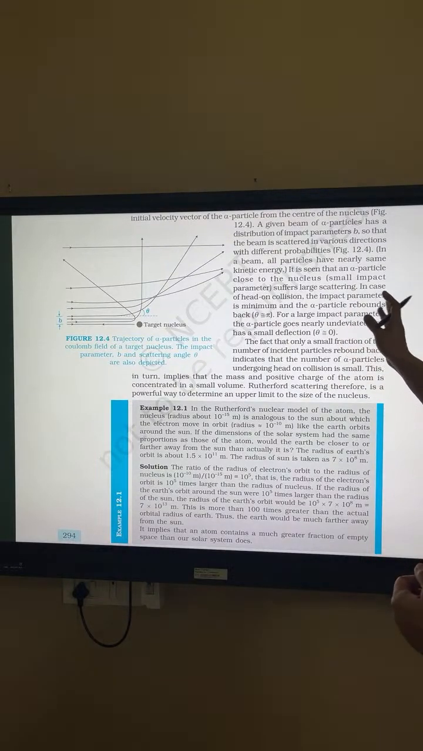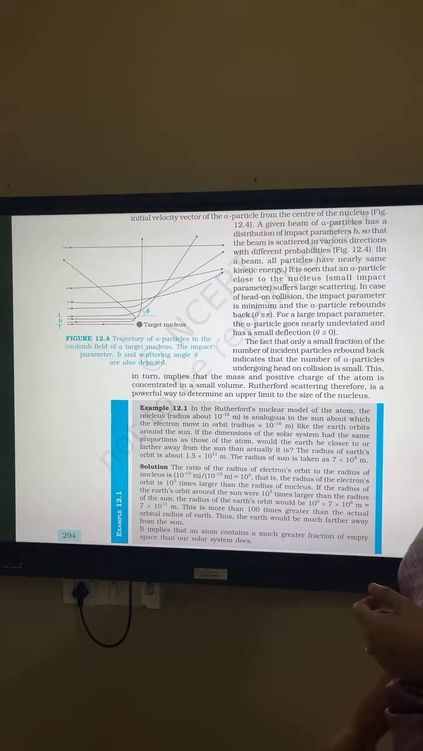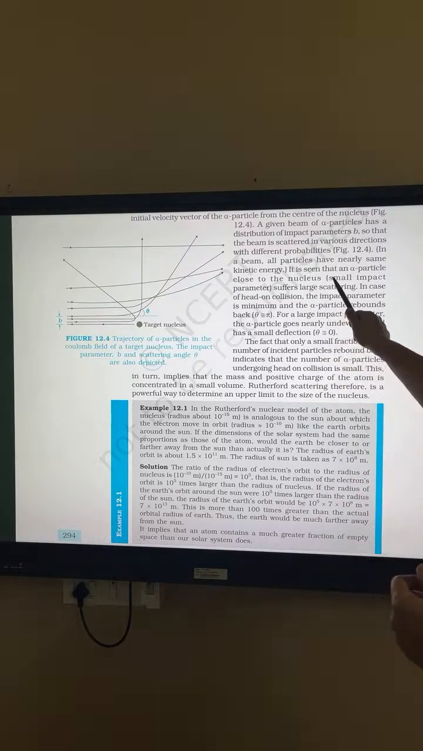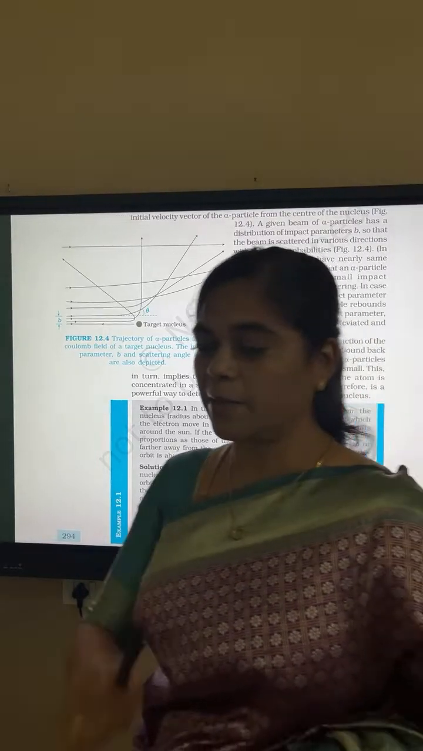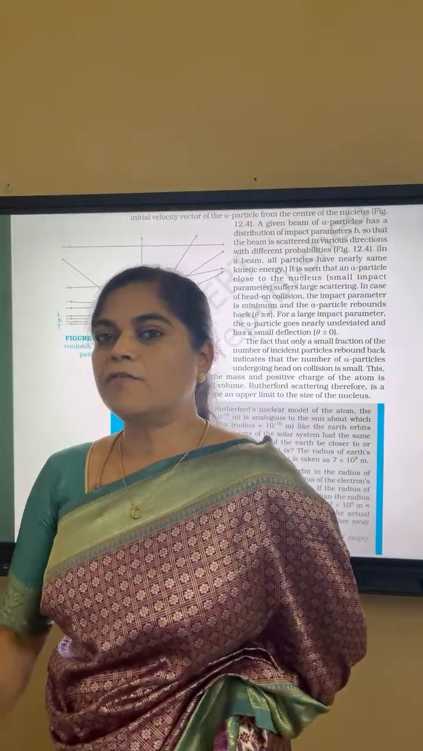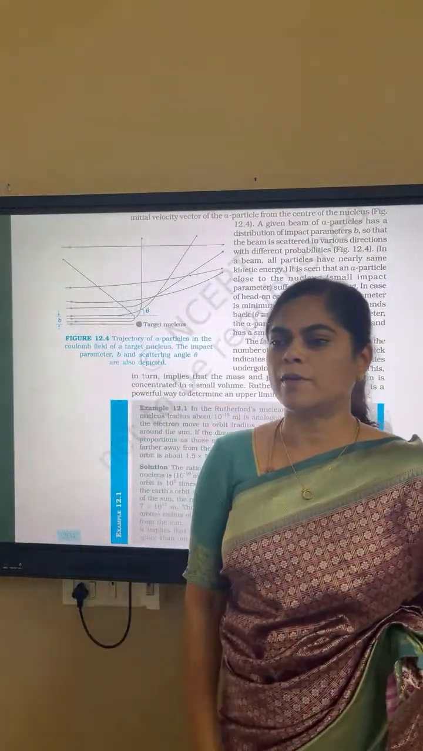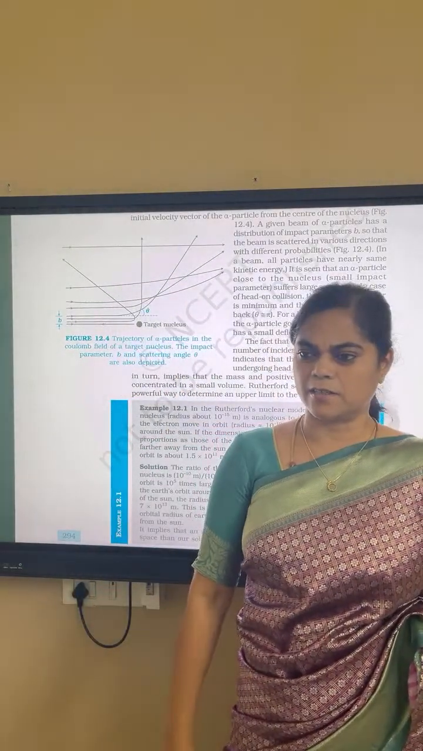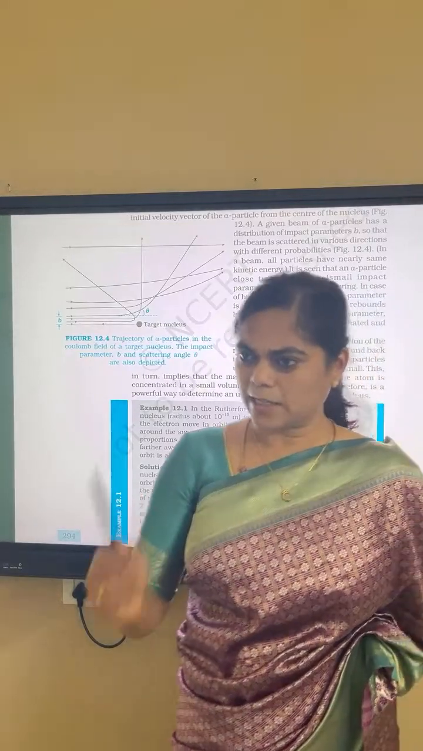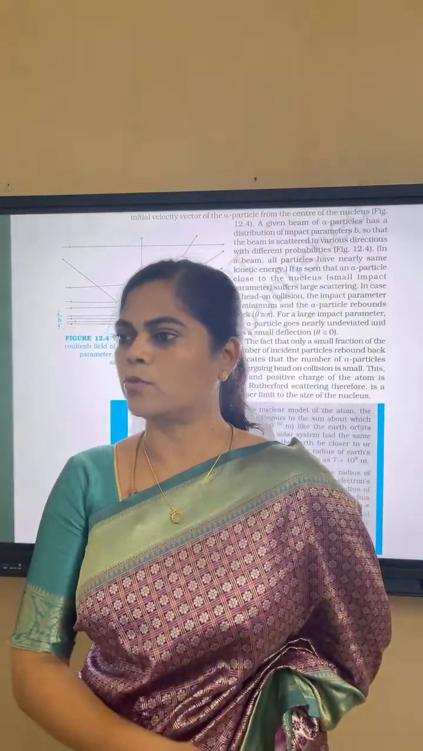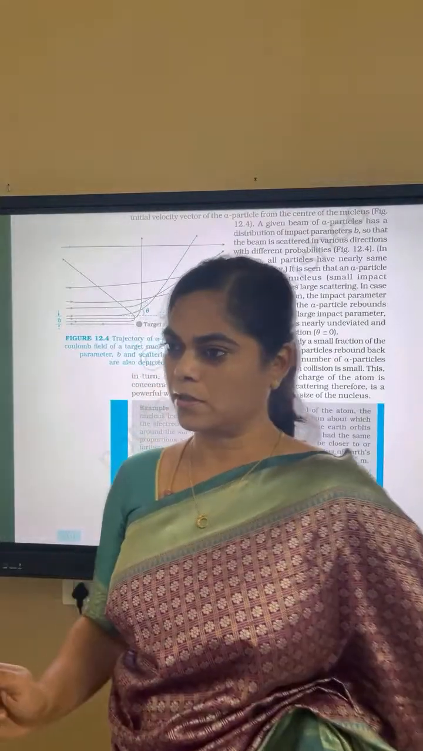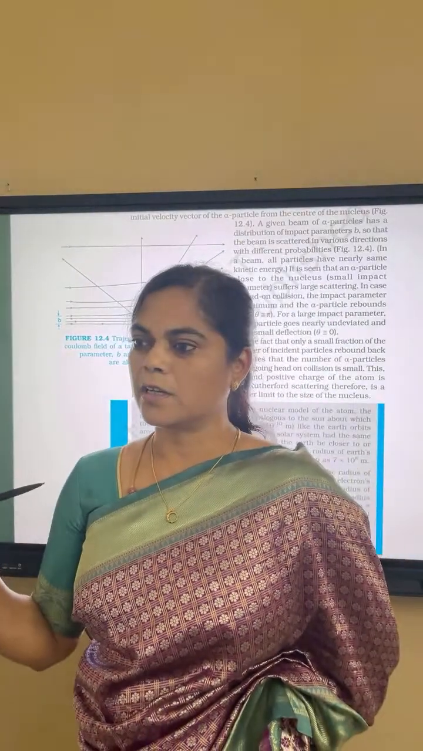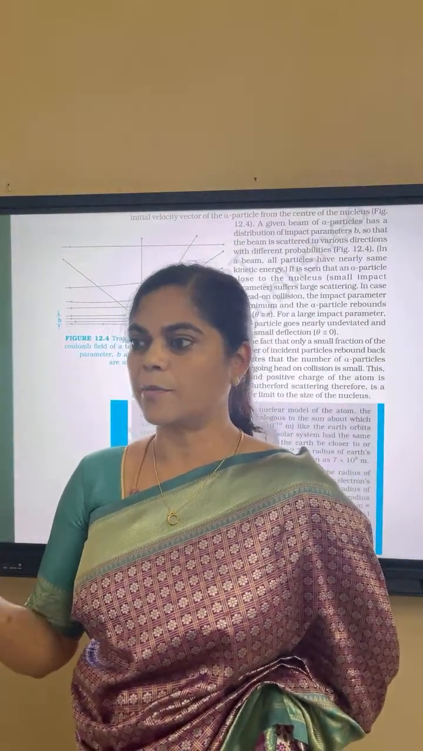A beam of alpha particles, yes, beam means a group of alpha particles. This is very important. Make a note of it. In a beam, all particles have nearly the same kinetic energy. Why do all alpha particles have the same kinetic energy? Since each and every alpha particle contains 2 protons and 2 neutrons. Definitely everything has the same kinetic energy, half mv square.